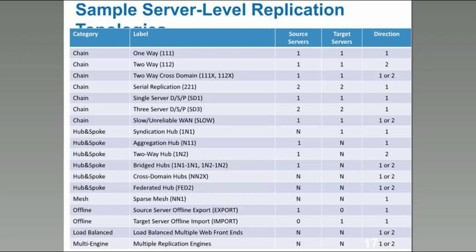So some of them that we've identified over the years are, in the chain topology, you can have one-way, two-way, cross-domain, a serial replication, single server, three server, overflow networks. And in hub and spoke environments, you can have a syndication, aggregation, then again, a two-way bridged, cross-domain, federated, and in mesh, sparse mesh, all kinds of different topologies.